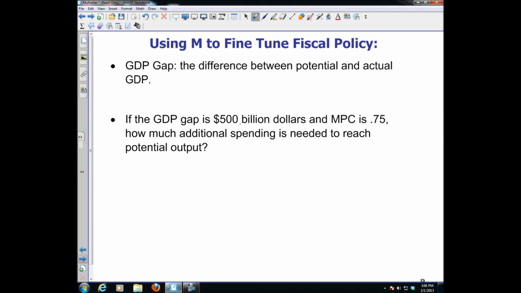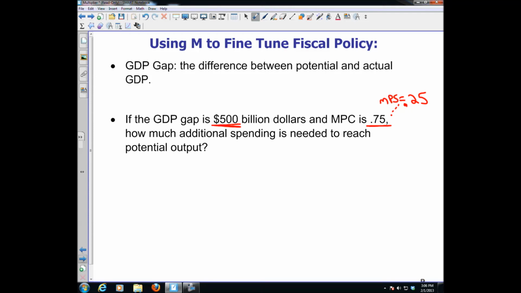Suppose that we figure that we are about $500 billion below potential GDP, meaning that the economy is going to be in a recession by about $500 billion. And we also know that the MPC is 0.75. And I'm just going to privately think to myself that that means that MPS must be equal to 0.25. All right, so how much additional spending is needed to reach potential output?